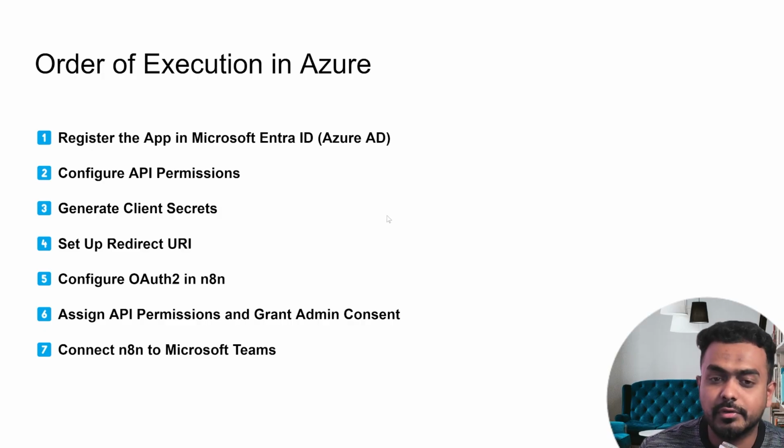Then we're going to configure the API permissions, generate the secret and the client secrets. So we're going to set up the redirect URI, configure the OAuth, and finally connect n8n to Microsoft Teams. Now whenever you send a message from Microsoft Teams, the n8n workflow's first node is something called webhook, so that has to be triggered. To trigger that, this entire process has to be set up in Microsoft Azure. So we'll be doing this step by step.